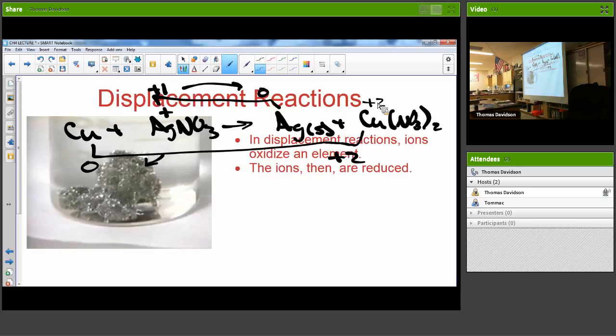Copper is almost always a +2. When in doubt, guess that. It can be a +1, but it's almost always a +2. All right, if you go from 0 to +2, you lost electrons, right? Or you were oxidized. You okay with this? So this must have gained electrons, or it was reduced.